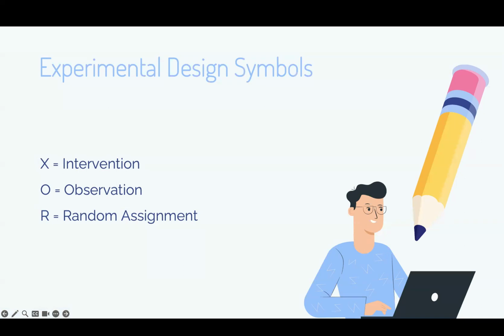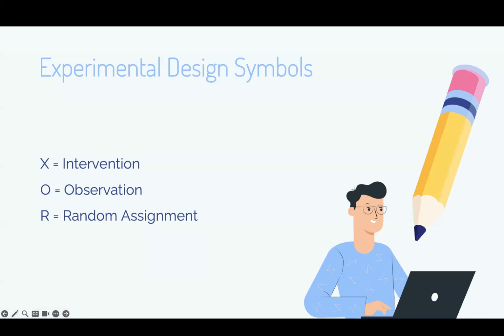The symbol X denotes the intervention or treatment in an experimental design. It signifies the independent variable that the researchers manipulate to observe its effect on the dependent variable. The symbol O stands for an observation or measurement of the dependent variable. This is where we record the outcome or effect that results from the intervention. It is through this observation that we gather data for analysis.